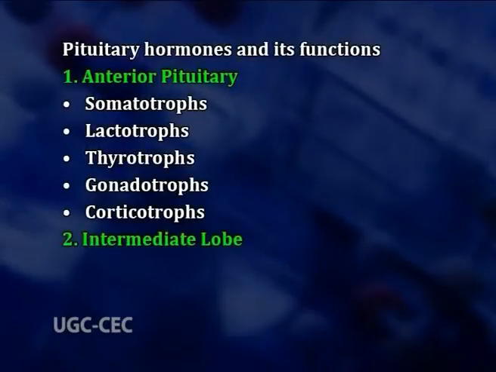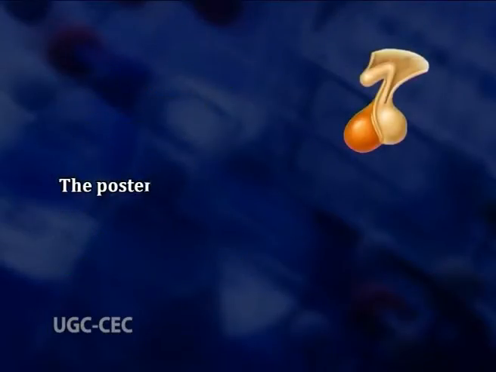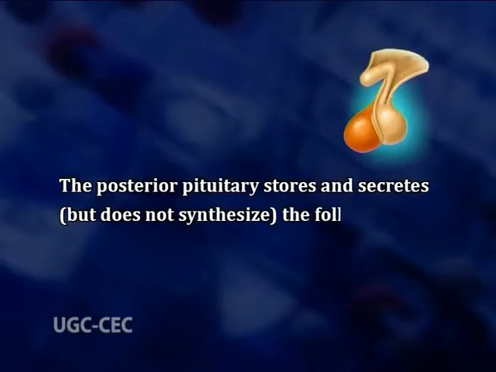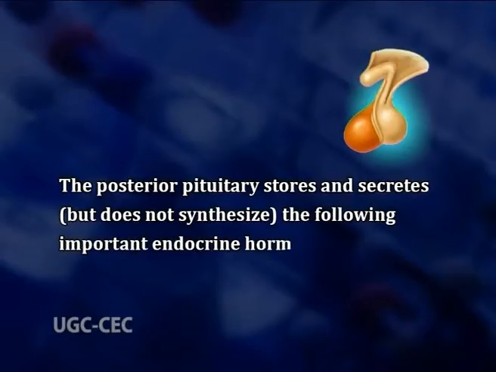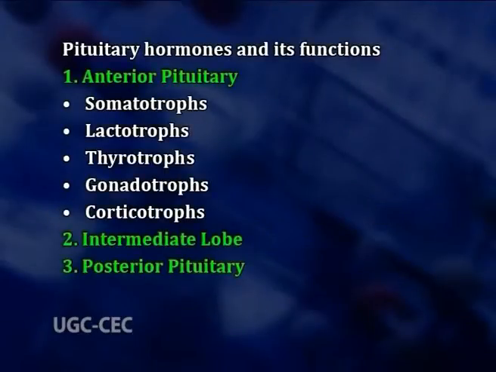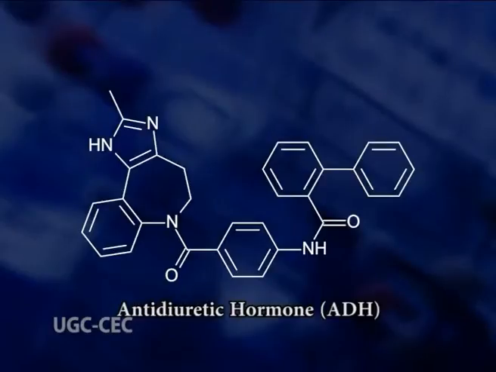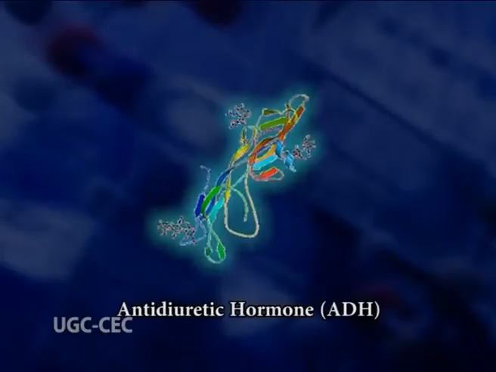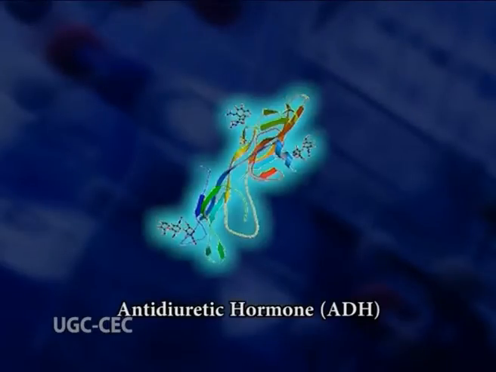Lastly, we will see hormones of posterior pituitary. The posterior pituitary stores and secretes but does not synthesize the following important endocrine hormones. First hormone is antidiuretic hormone, that is ADH, also known as vasopressin, and arginine vasopressin, that is AVP, the majority of which is released from the supraoptic nucleus in the hypothalamus.